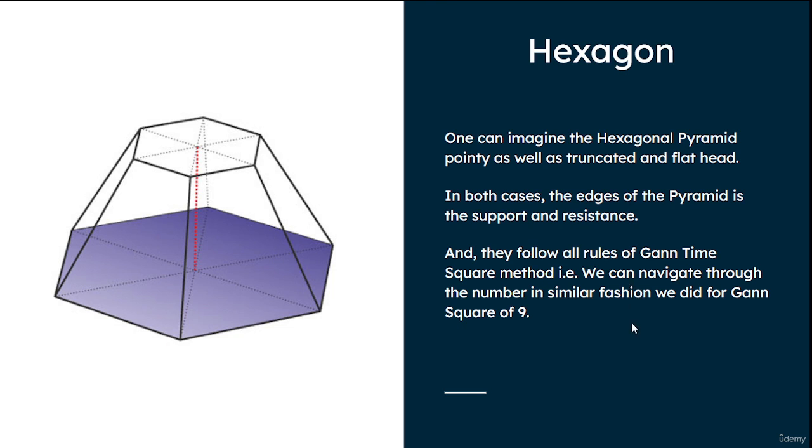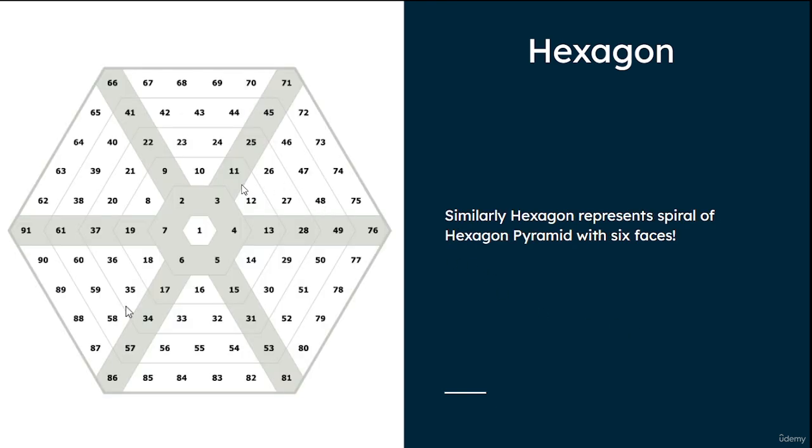They all follow rules of Gann time square method, which is we can navigate them in the similar fashion we did in the Gann square of 9. 11 is actually 45 degree from 39. 25 is actually 45 degree from 28. So that's what is called Gann time square method. Each number is like there is a difference of 45 degrees here.